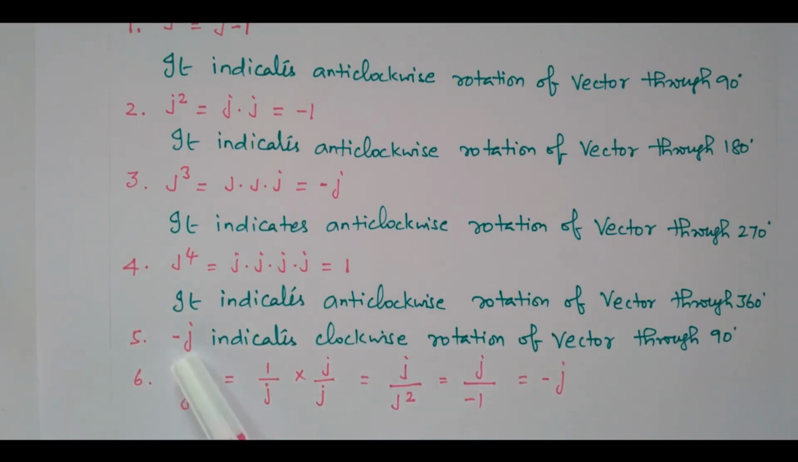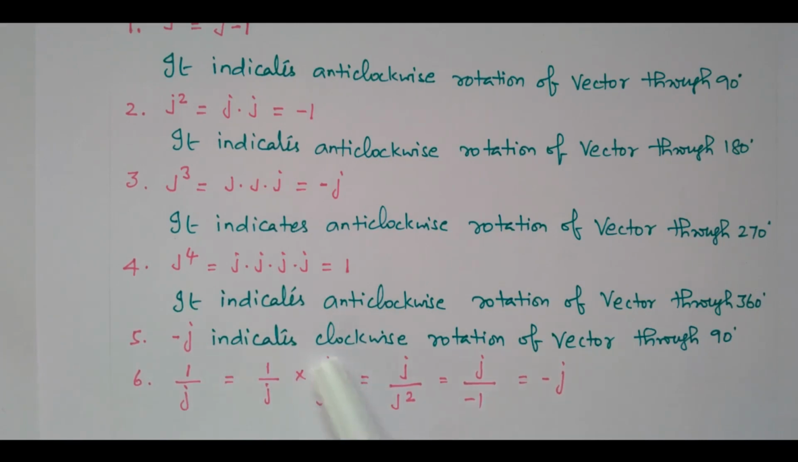Then how will you find the value 1 divided by j? We cannot find 1 divided by j directly, so in order to convert it into a convenient form, we multiply and divide by j. This 1 by j is multiplied and divided by j so that the originality will not change. So 1 divided by j into j divided by j.